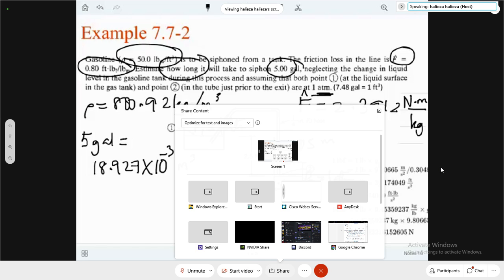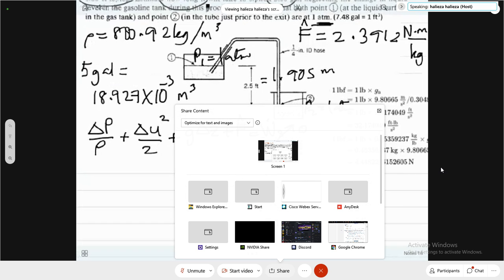Okay, let's look at this problem. You have pressure difference, you have velocity difference, you have height difference, and you have the friction loss equals shaft work divided by mass. That's the final equation. You don't have any moving parts, so this part will cancel off. So you end up with just the first 4 terms.